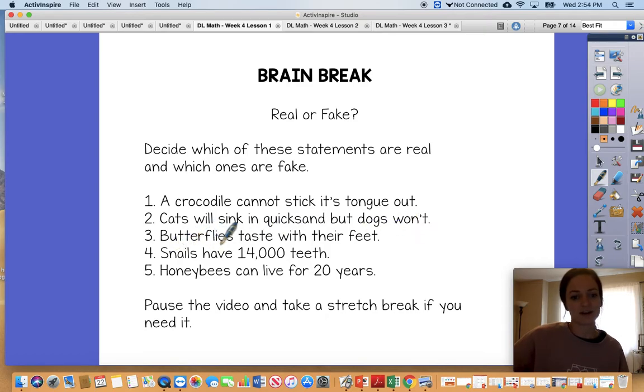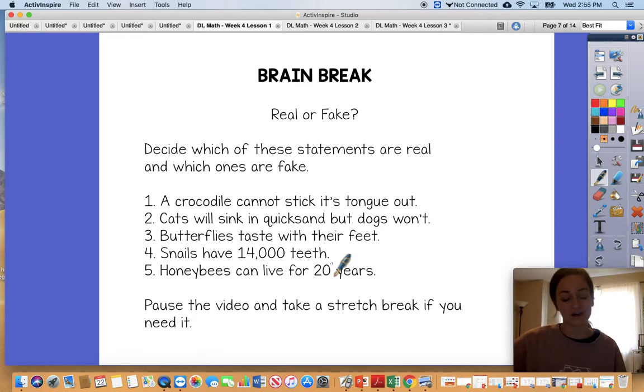Number 3, butterflies taste with their feet. Do you think that's real, or do you think that's fake? And number 4, snails have 14,000 teeth. Do you think that's real, or do you think that's fake? And number 5, honeybees can live for 20 years. Do you think that's real, or do you think that's fake? Okay, so hopefully you have a letter for each one if you think it's real or if you think it's fake written down on your paper.